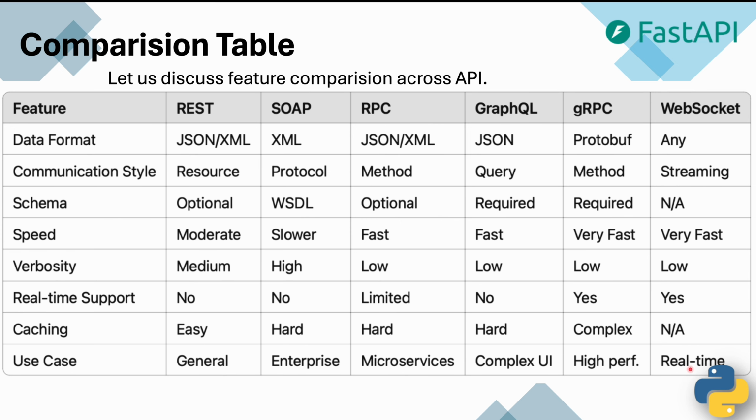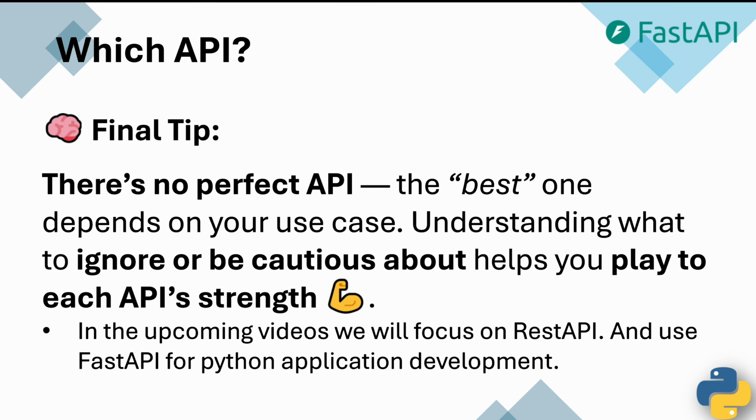Comparison table completed. Let's go for the next. Which API? Final tip: there is no perfect API. The best one depends on your use case. Understanding what to ignore or be cautious about helps you play to each API's strength. In the upcoming videos, we will focus on REST API and use FastAPI for Python application development. As we discussed, be cautious about which one to use, and the best one depends on your use case.